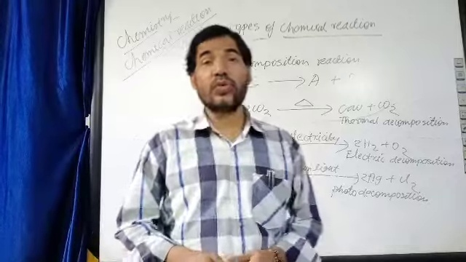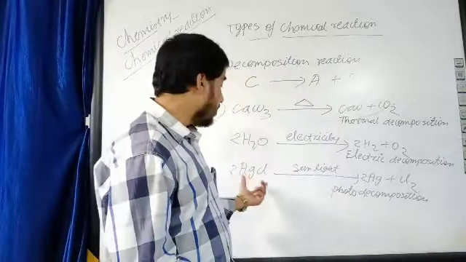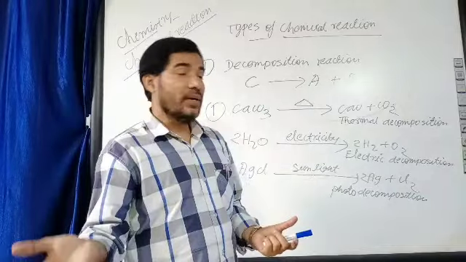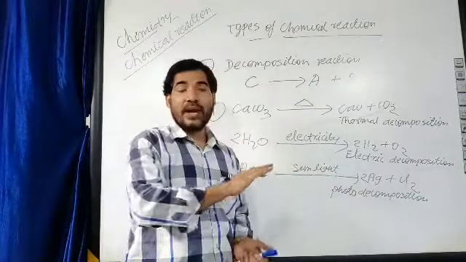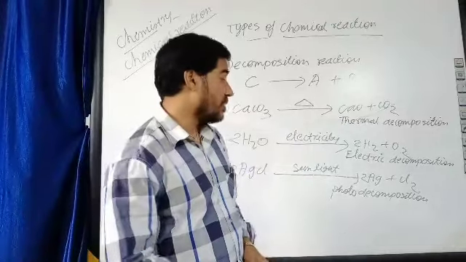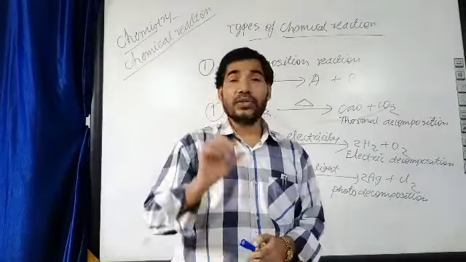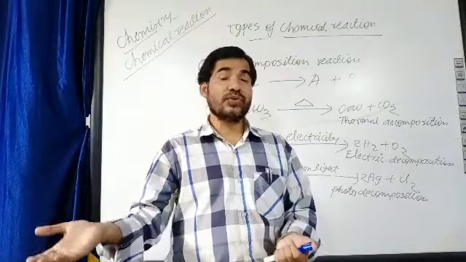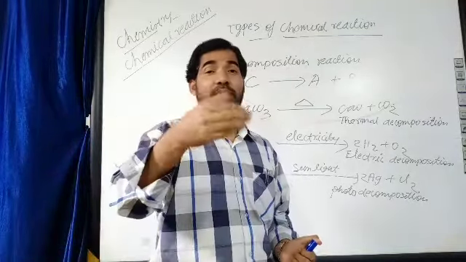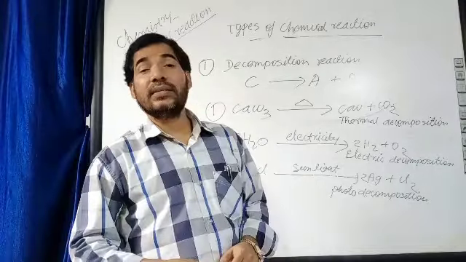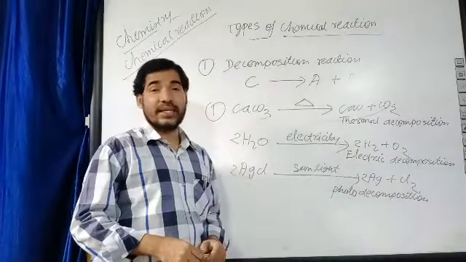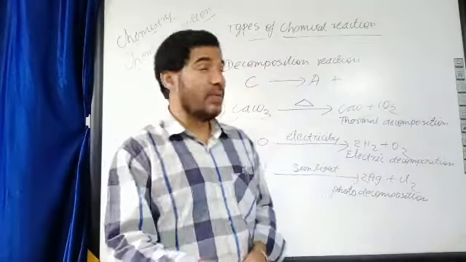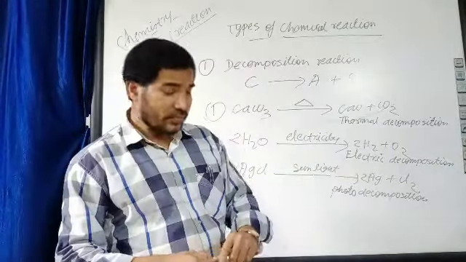And third is photo decomposition reaction. What is the meaning of photo? You know, photo means light. It means when silver chloride is kept in the sunlight, then it breaks into silver and chlorine, because in the dark, silver chloride does not break into two new substances. So we are saying that those chemical reactions in which a single substance breaks into two or more than two new substances when kept in the sunlight are called photo decomposition reaction. So for all the types of decomposition reaction, I have given separate examples.